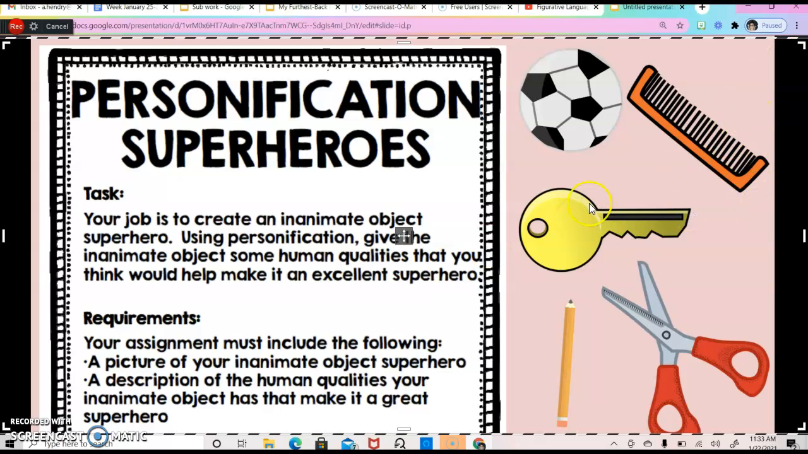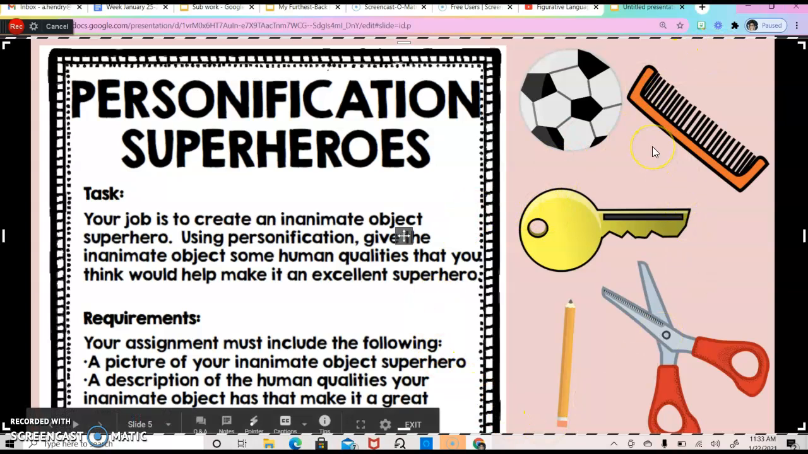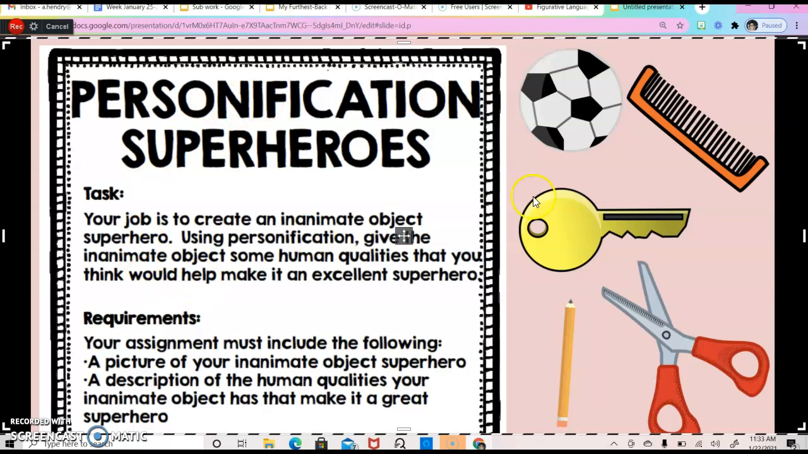And so this is what you're going to do. You are going to create a personification hero. Your personification hero is going to be an inanimate object, and you're going to use personification, give the inanimate object some human qualities that you think would make it an excellent superhero. So it can be a piece of furniture, it can be a sport item, it can be school supplies. But I want you to pick one thing, all right? It can be anything. If you can think of something that is not human, it's not an animal, then you can use that, as long as it's appropriate.